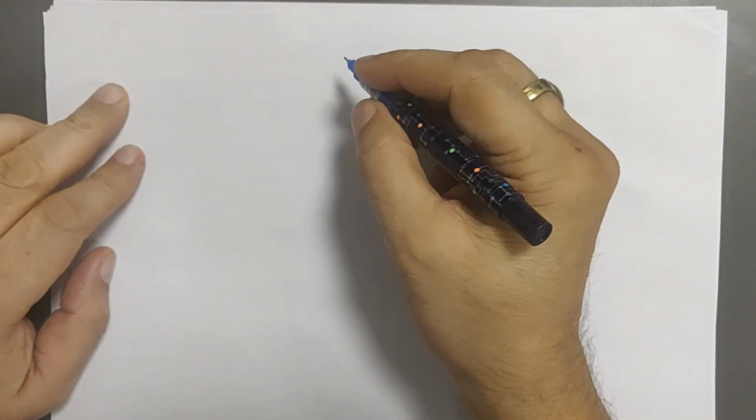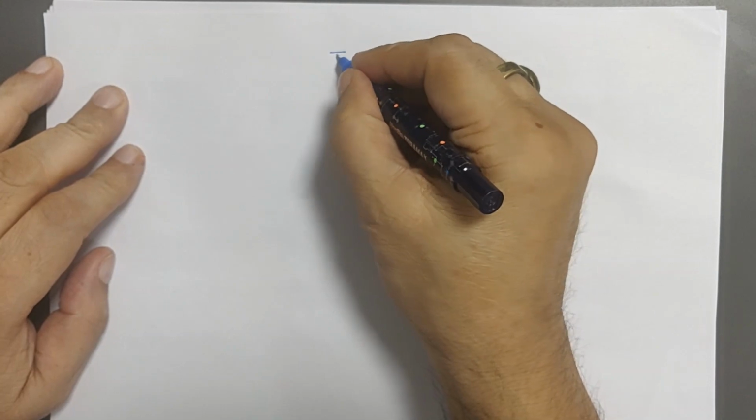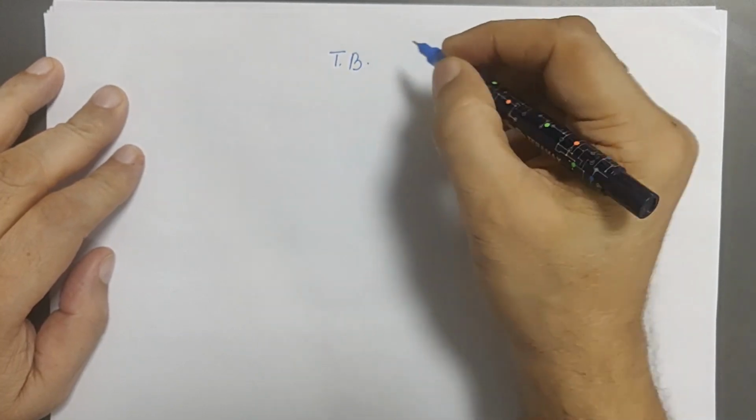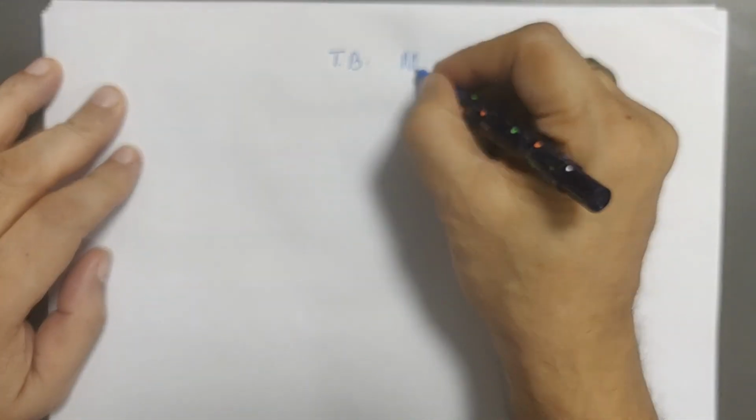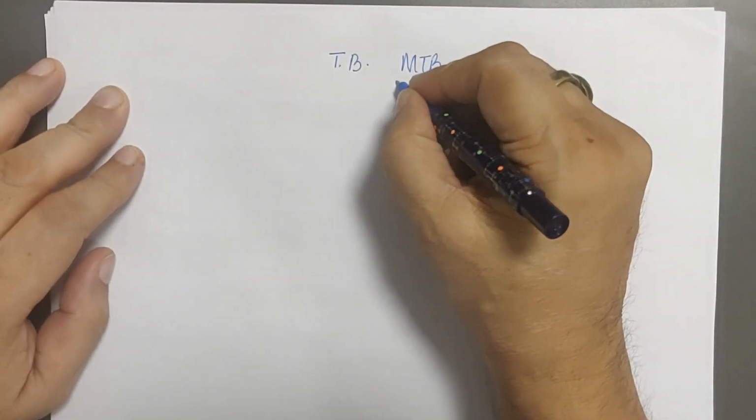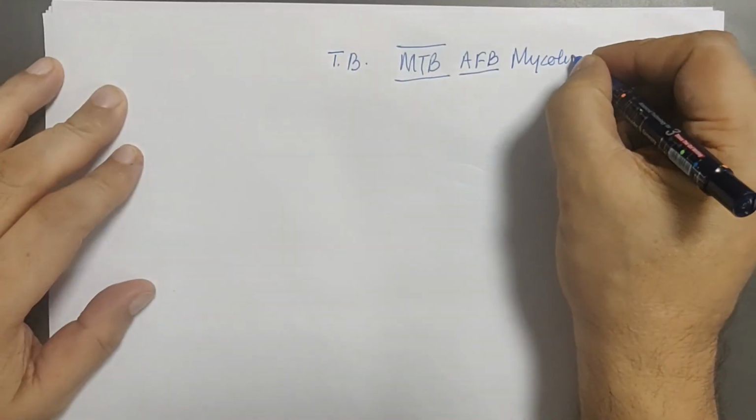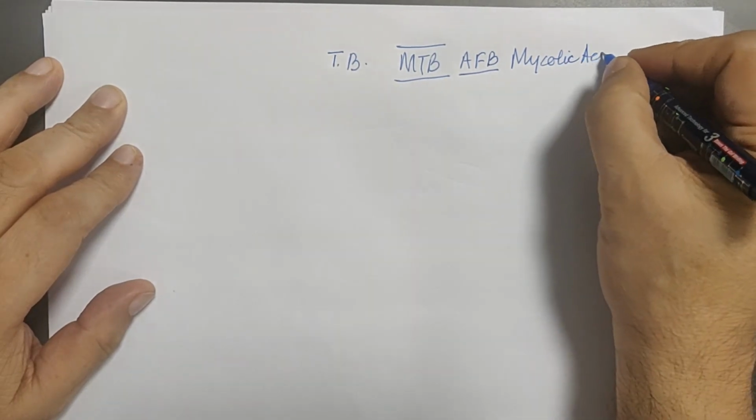Today we will cover tuberculosis. There is a Mycobacterium tuberculosis which causes this disease. It is an acid-fast bacilli, and the thing that takes the acid-fast stain in this bacteria is called mycolic acid.